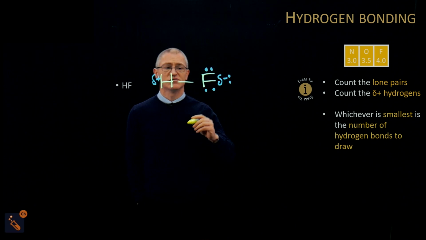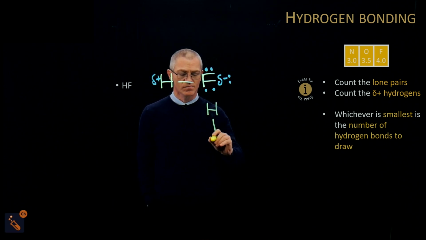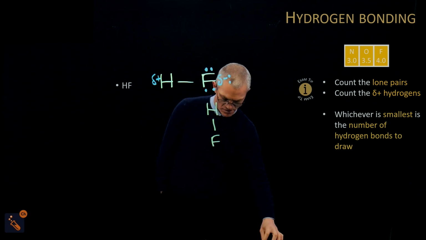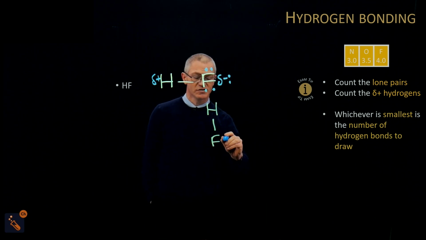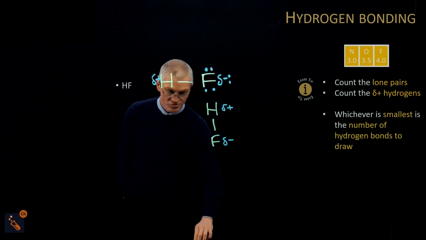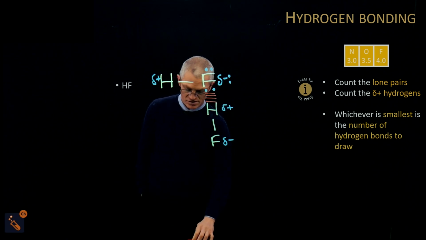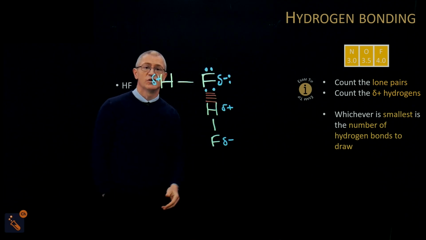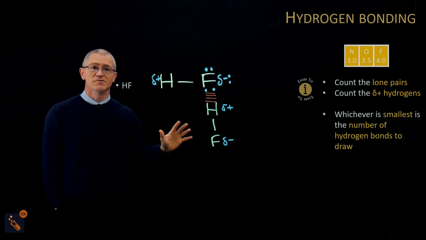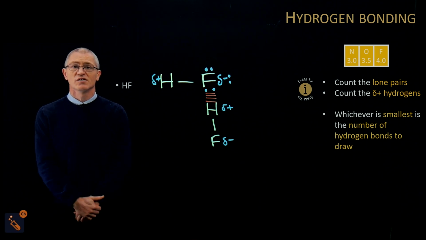So what we'll do is draw it down here, and then I'll put my delta negative, my delta positive, and I'm only drawing one hydrogen bond, so there we go, one. And that's it. And that is how you draw hydrogen bonds and know how many hydrogen bonds to actually draw.